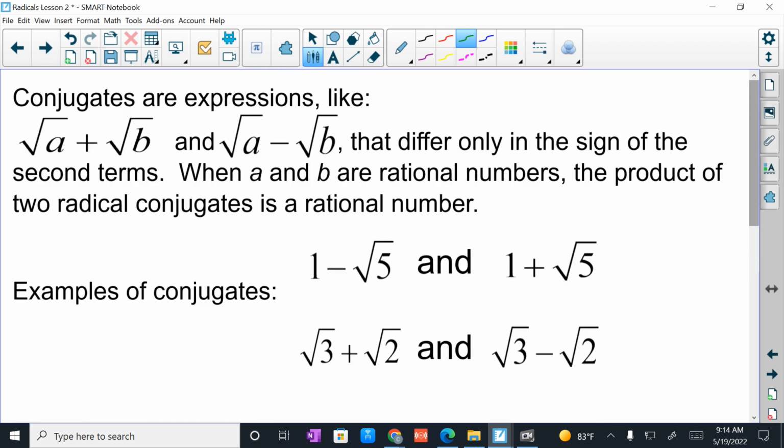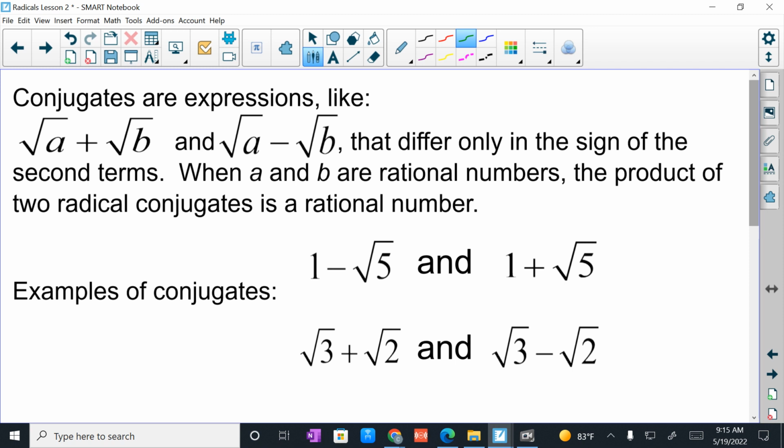Conjugates, guys, are expressions that have an addition or a subtraction of radicals. Square root A plus square root B, or square root A minus square root B. Conjugates is when you have an opposite operation. The square root of A plus square root of B, the conjugate of that is the square root of A minus the square root of B. The conjugate of 1 minus square root of 5 is 1 plus square root of 5. The conjugate of square root of 3 plus square root of 2 is square root of 3 minus square root of 2. To find the conjugate of a radical sum, you simply change the sign in the middle.